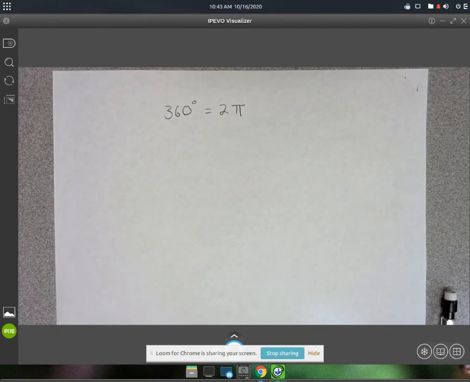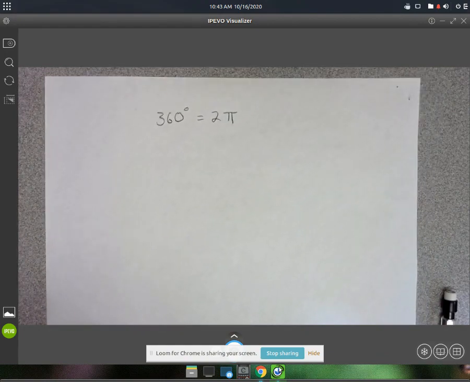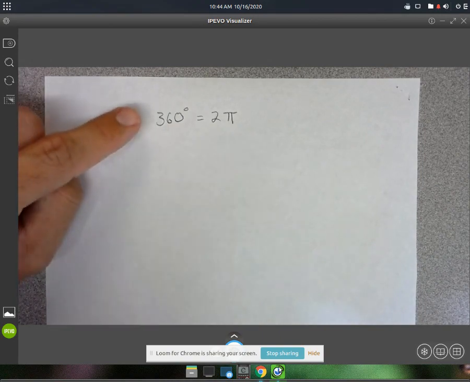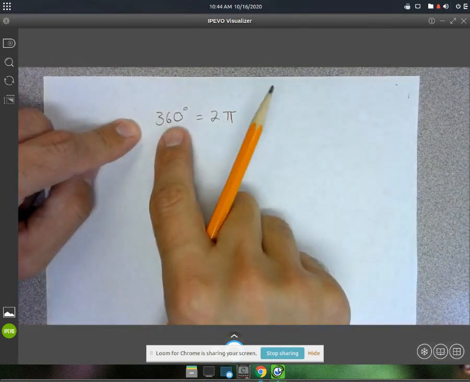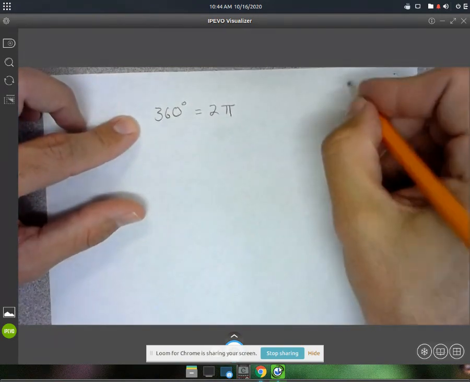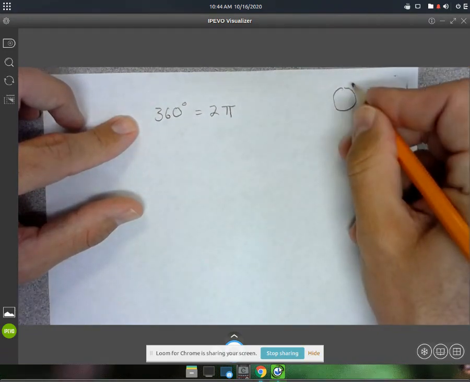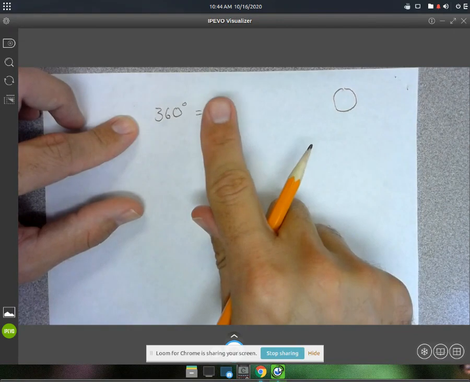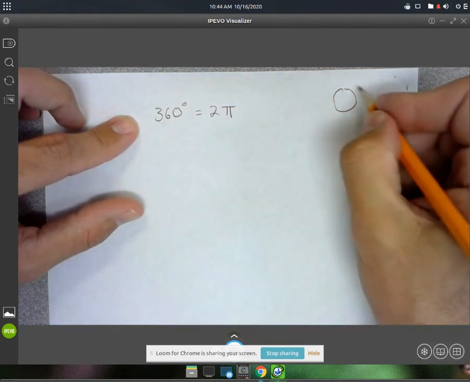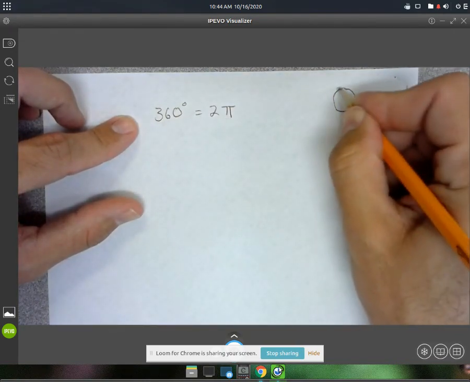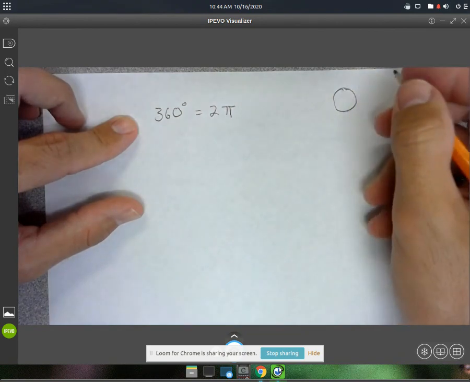In this video, we're going to talk about how to convert from degrees to radians or from radians to degrees. But it all starts with this little simple equation. In a full circle, in a full revolution, I should say, there's 360 degrees, right? Or you can measure that in radians. And in radians, there's 2 pi radians that make up a full circle.